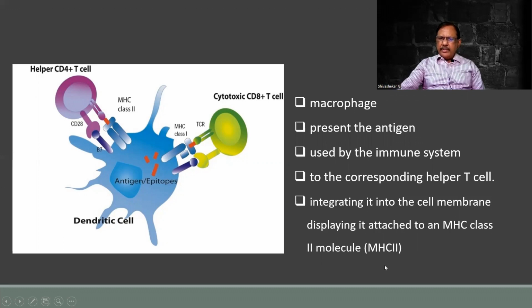This has been summarized in this. You can just go through it. There is a macrophage, it presents the antigen. This is used by the immune system and then it is presented to the corresponding helper cells and it is integrated into the cell membrane. Therefore, it activates the major histocompatibility complexes and you find that there is a total symbiosis or unison between these three. So this is a beautiful diagram which you can draw.